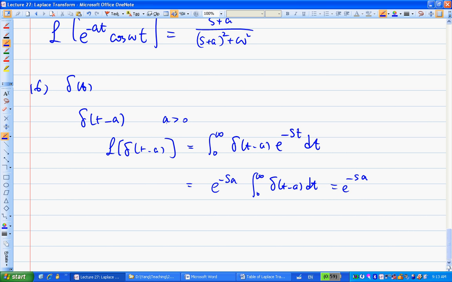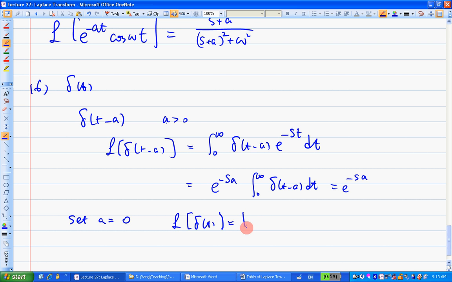So that's the Laplace transform of delta of t minus a. But what we want is delta t. So then what do we do? We set a equal to 0. So then we end up with 1. Right? 1. So that's the Laplace transform of delta t.